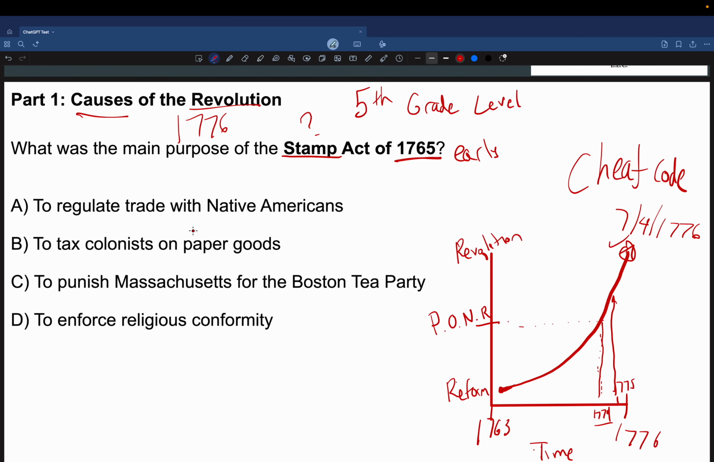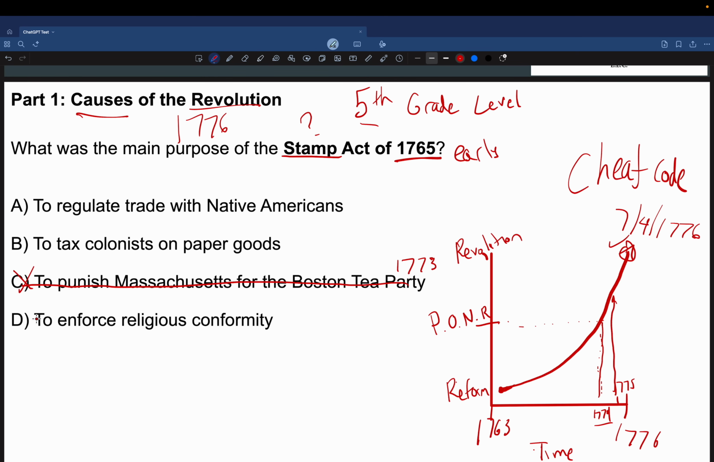So what was the main purpose of the Stamp Act of 1765? Was it to punish Massachusetts for the Boston Tea Party? Well, I can rule this out because even if I don't know what the Stamp Act is, or forget, even though I shouldn't because it's 5th grade, I know that this is at least 1773, which is also a pretty basic fact, and I can just rule that out based on the timeline.